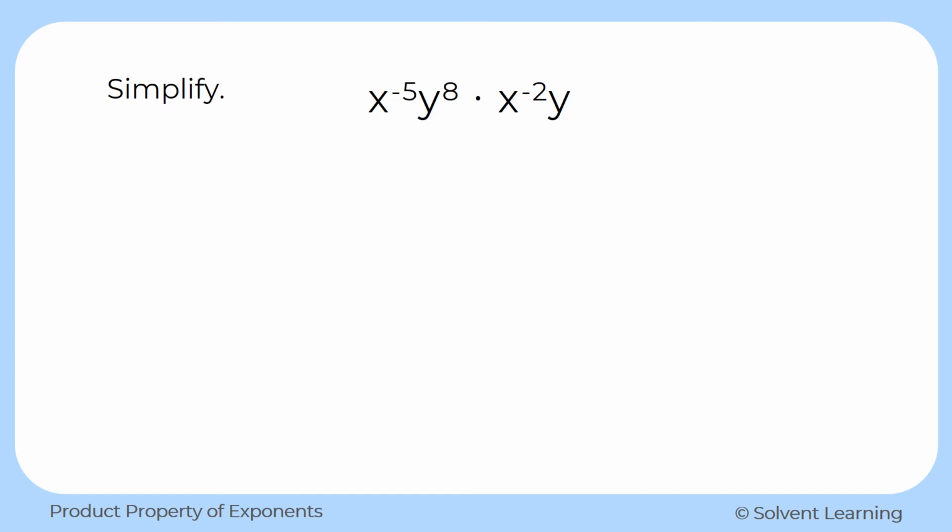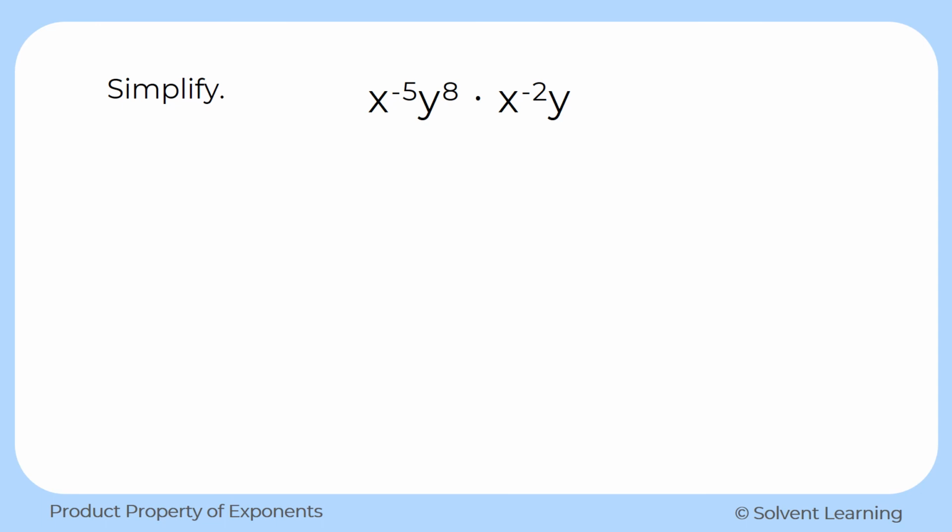Let's look at one more example. Here we have x raised to the negative 5th power times y to the 8th being multiplied by x to the negative 2nd power times y. We have a lot going on here, don't we?